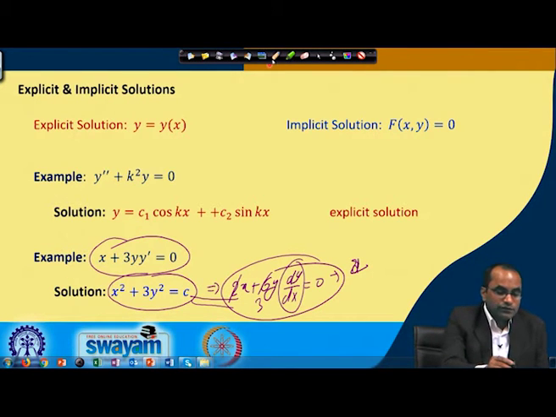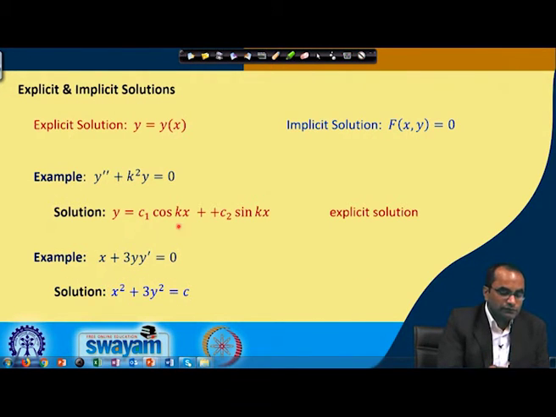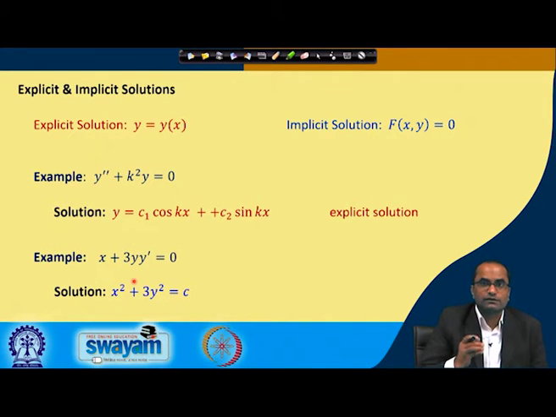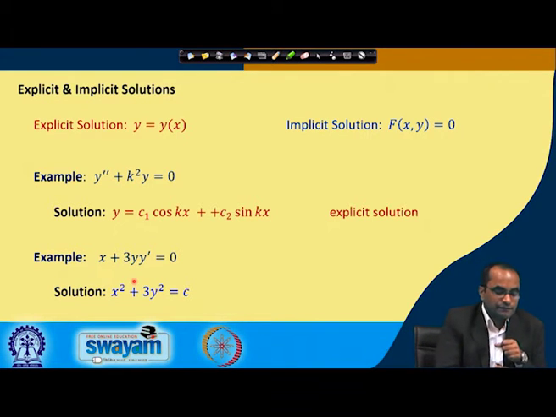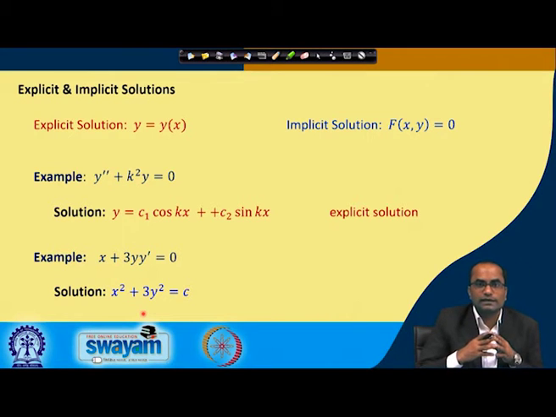But what is different here from the earlier one? Here the function of x and y is given, not as an explicit relation of y in terms of x, but it is an implicit relation given in terms of x and y. So, we call such a solution an implicit solution.